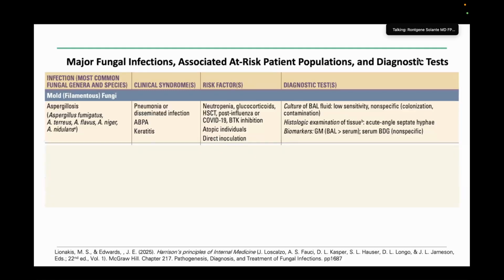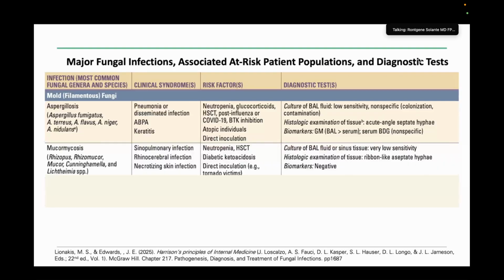The more sensitive and more specific test is histologic examination of tissue. So most of these fungal infections need histologic examination for you to define and be able to see the acute angle septate hyphae. Biomarkers, or markers that are specific for a particular type of infection, like your galactomannan and your beta D glucan, can also be used as an adjunctive diagnostic test. And the problem there is that they are non-specific because they can also be positive with other fungal infections.